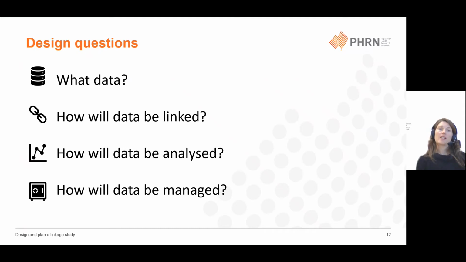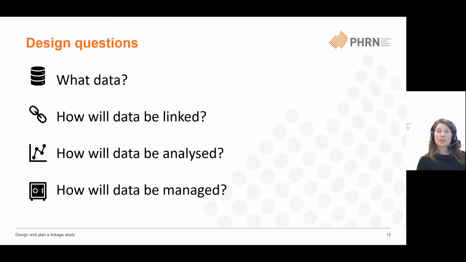How will the data be analysed? This is quite important as you'll need to provide a detailed analysis plan as part of your application. Having access to an experienced linked data analyst could be very helpful, or if that's not feasible, you could attend a training course, for example, Introductory Analysis of Linked Health Data at University of Sydney or University of Western Australia.